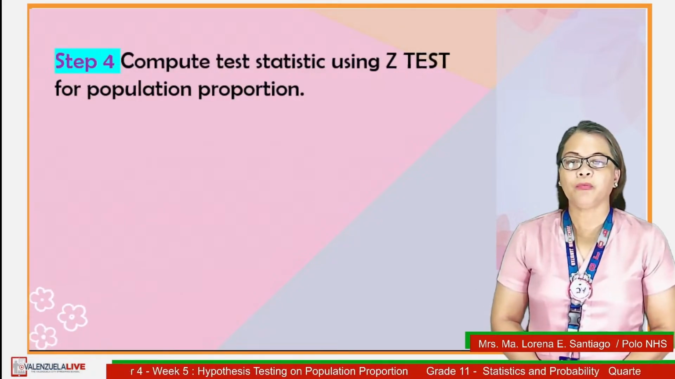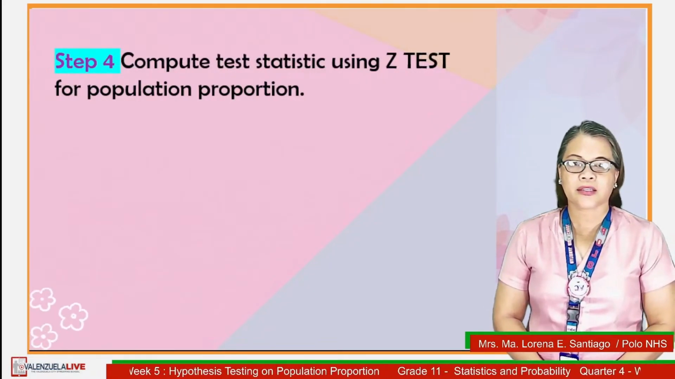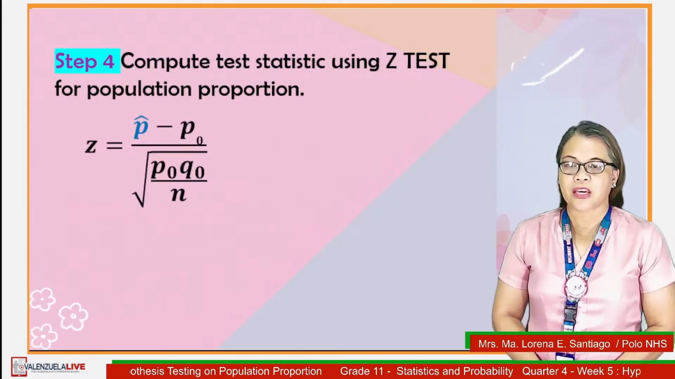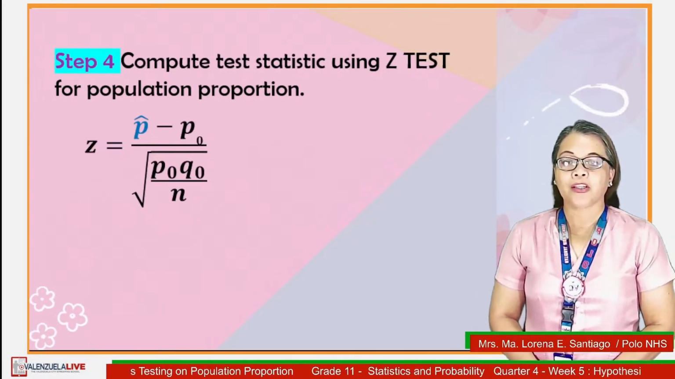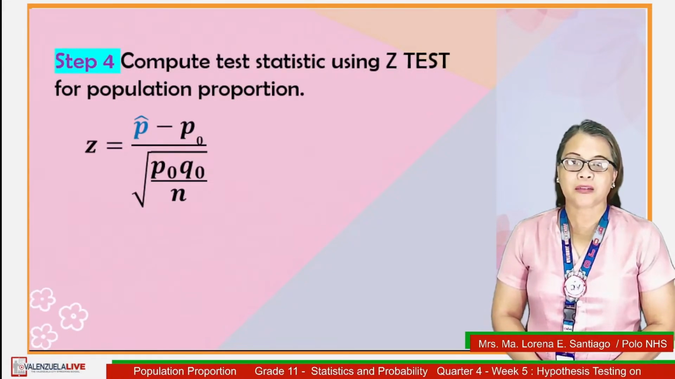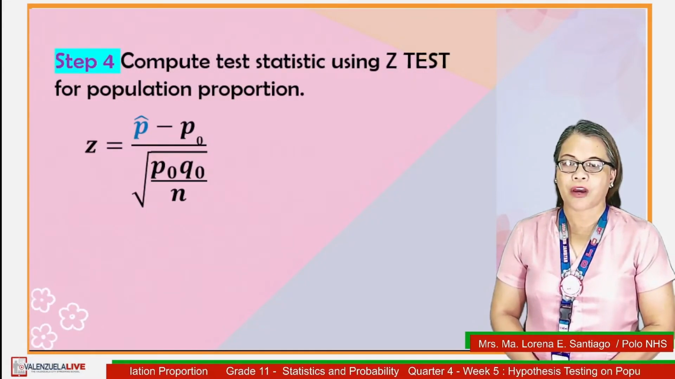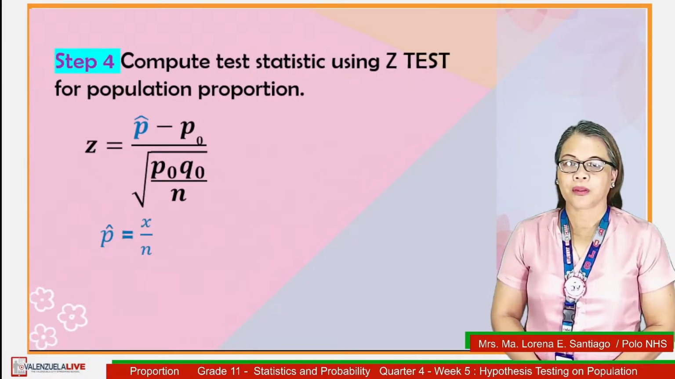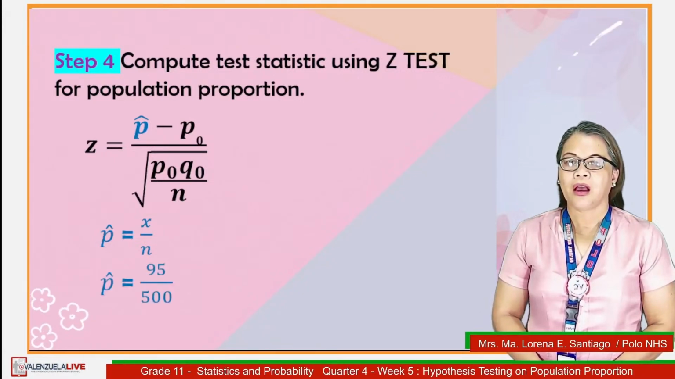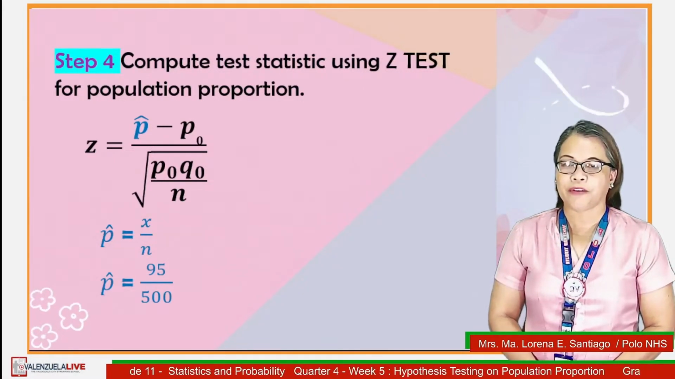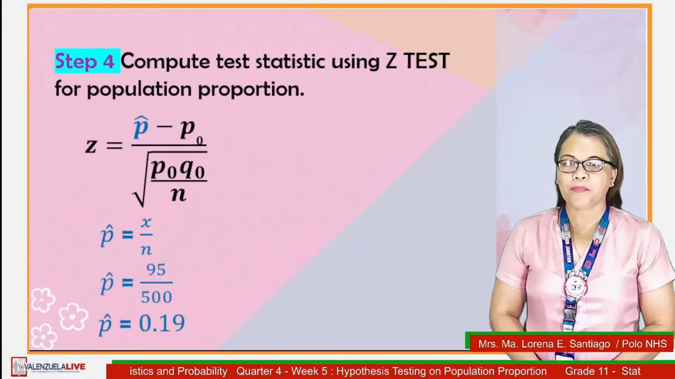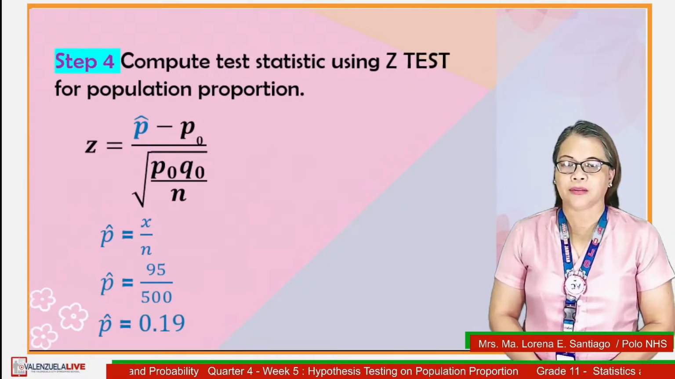In step 4, we compute the test statistic using the z-test for population proportion. The formula is z equal to p hat minus p sub 0 divided by the square root of p sub 0 times q sub 0 divided by n. Now, p hat is equal to x over n. Our x is equal to 95 divided by n, which is 500. So we will get a p hat of 0.19.